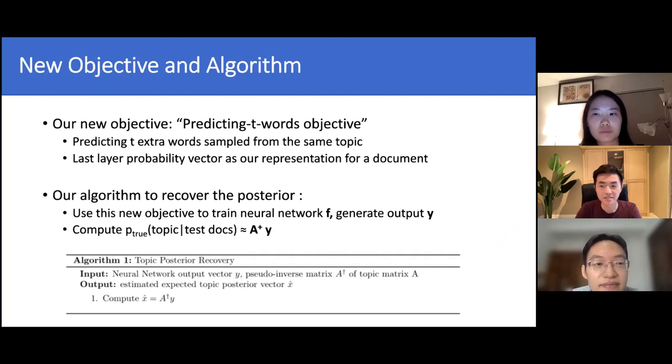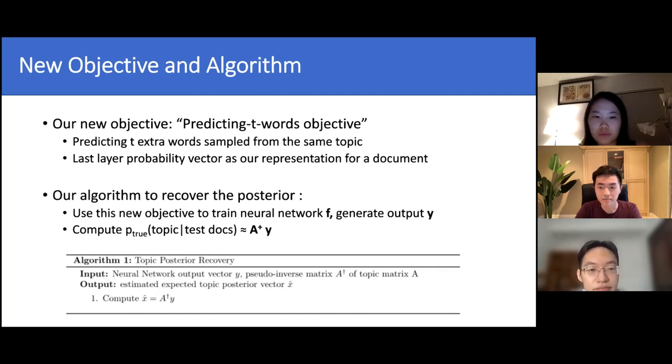Now let's take a closer look at our new objective and algorithm. Our new objective for the machine learning model is called the predicting keywords objective. As the name suggests, under this objective, we hide keywords from a document, ask the neural network model to look only at the remaining words, and try to predict these keywords. The last layer output will then be used as the probability vector, our representation for the document.